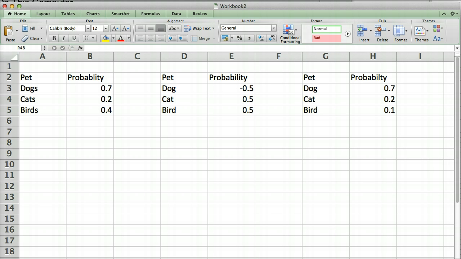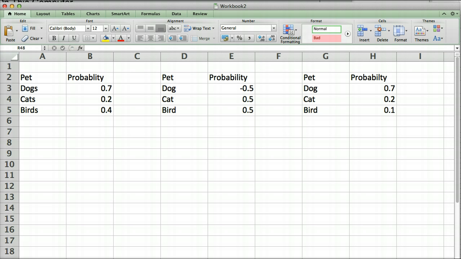So let's take a look at what we have for potential probability distributions and what they might reveal. A simple survey was done of people in a neighborhood asking them what type of pet they had. They could choose from dogs, cats, or birds. Very simple survey. And a potential probability distribution was created. We'll take a look at these three potential distributions and try and determine if they're a probability distribution and what they tell us. So let's take a look at the first one.